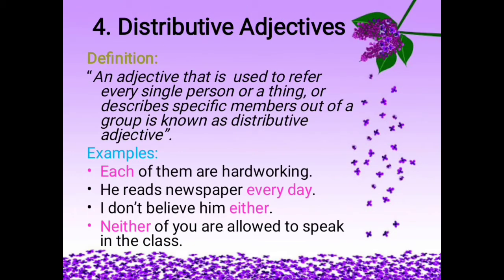And the fourth one is distributive adjectives. An adjective that is used to refer to every single person or thing or describes specific members out of a group is known as distributive adjective. For example, each of them is hardworking. Now here each is what? Distributive adjective. He reads the newspaper every day, means we are talking about one person. So every day is what? Distributive adjective. I don't believe either of them. Neither of you is allowed to speak in the class. Neither is what? Distributive adjective.